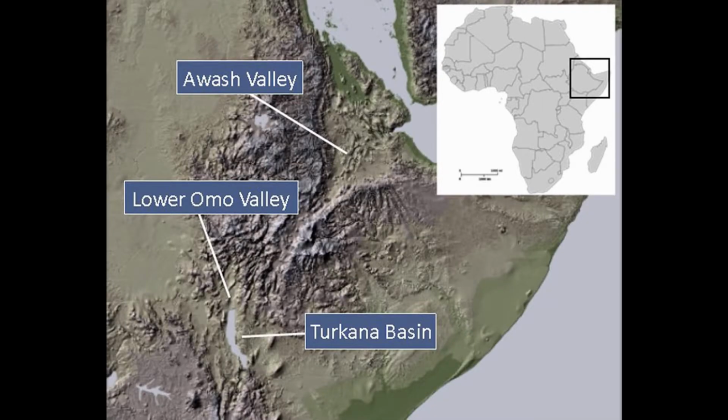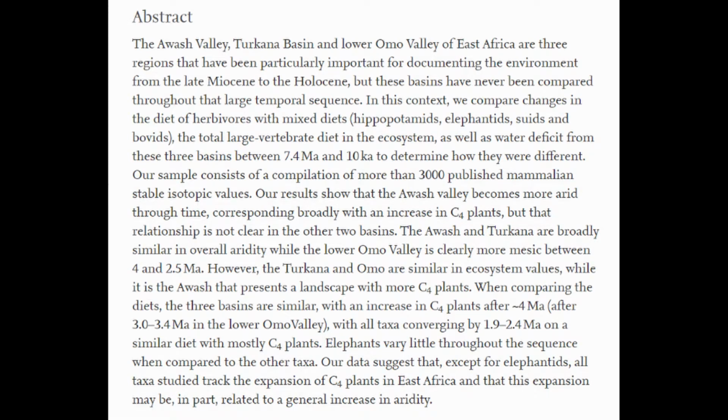The Awash Valley, Turkana Basin and the Lower Omo Valley of East Africa are three regions that have been particularly important for documenting the environment from the late Miocene to the Holocene, but these basins have never been compared throughout the large temporal sequence. In this context, we compare changes in the diet of herbivores with mixed diets, such as the hippopotamids, the elephantids, the suids and the bovids. The total large vertebrate diet in the ecosystem, as well as water deficit from these three basins between 7.4 million and 10,000 years ago, to determine how they were different.